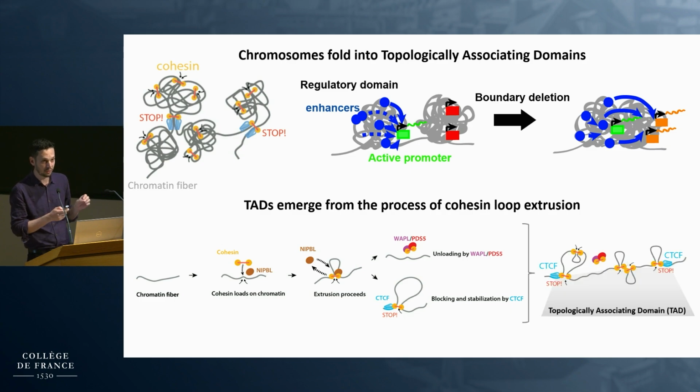So TADs look nothing like this globular organization that I sometimes like to draw, but they are really living and breathing entities that are flanked by the CTCF sites, inside which the loops are constantly being created, extended, and dissolved in a very dynamic fashion. And so a big question that we have now is to understand how transcriptional regulation and enhancer-promoter wiring works in such a dynamic environment.